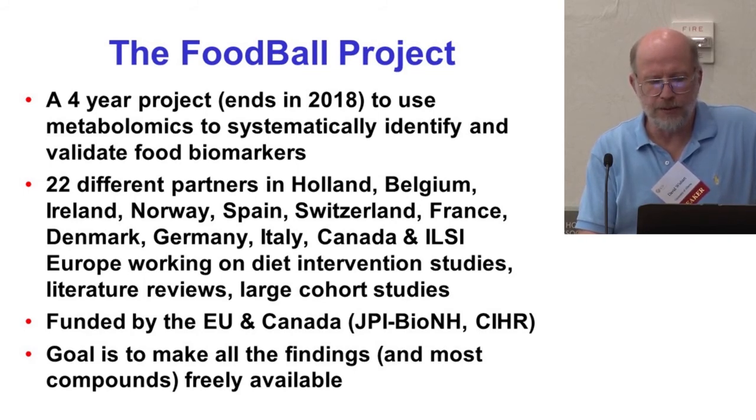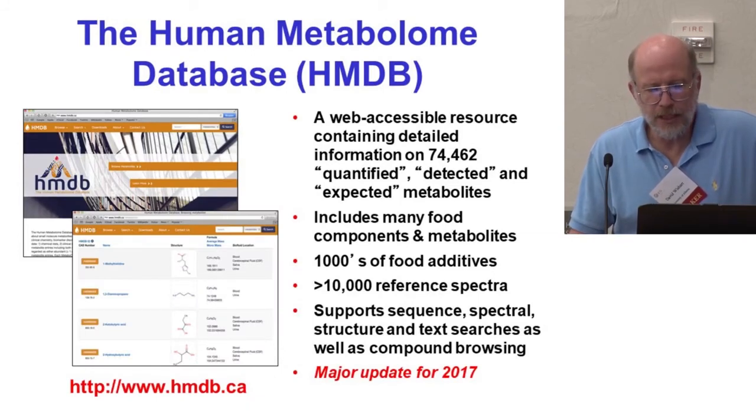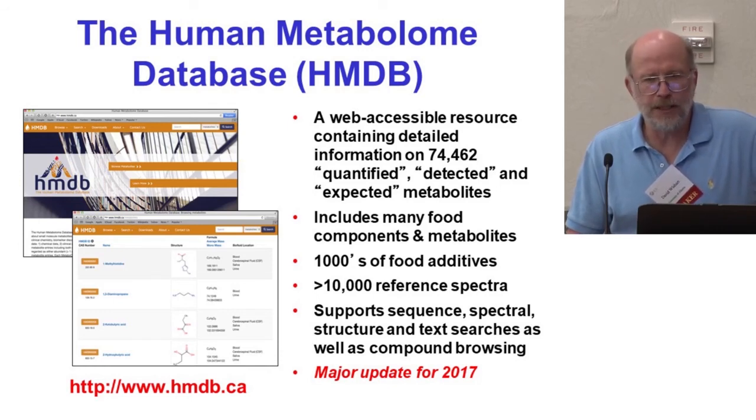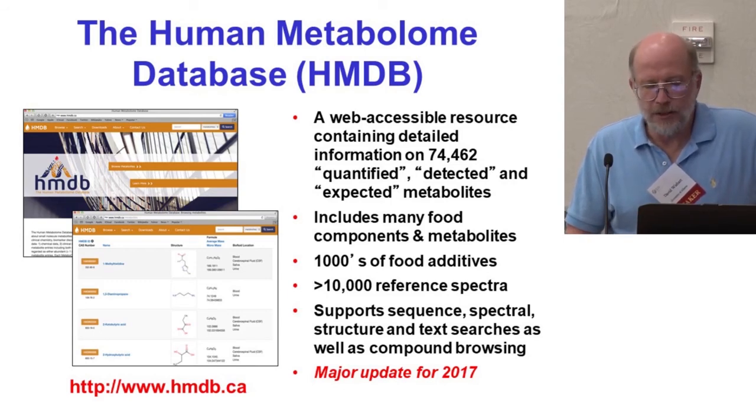Some of the outputs of the Foodball project, as well as some of the inputs, have been an example, which is the Human Metabolome database. This is a database of essentially all of the metabolites found in your body. Right now we have almost 75,000 compounds that we can find in blood, urine, and tissues. The database includes many food components and food metabolites, lots of food additives as well. And for people doing analysis, they often need reference spectra. So this has a large collection of reference spectra, which allows you to identify those compounds.